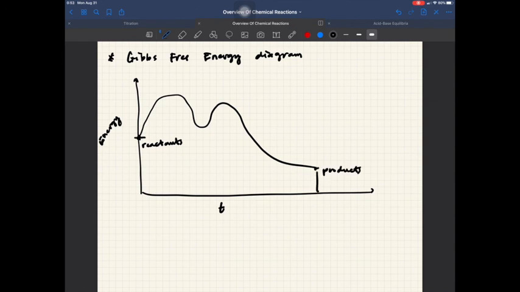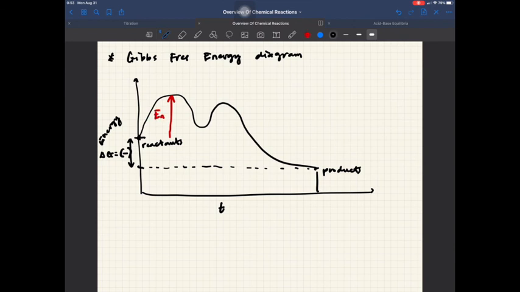So the energy state of your reactant is higher than the energy state of your product, meaning your products are more stable than your reactants. And this lower energy state results in a negative change in Gibbs free energy. Another thing to remember about the Gibbs free energy diagram is that to jumpstart a reaction, we need to supply a certain amount of energy to the system, and that is what we call the activation energy.